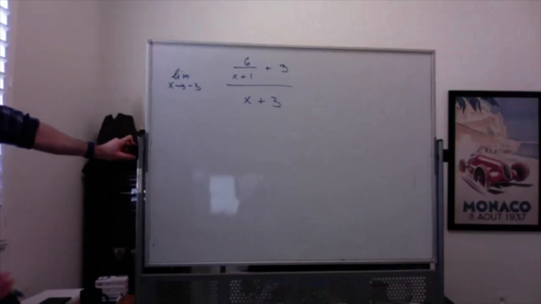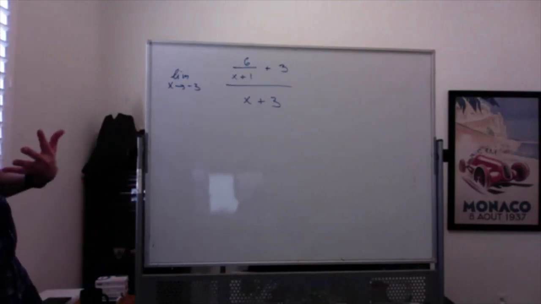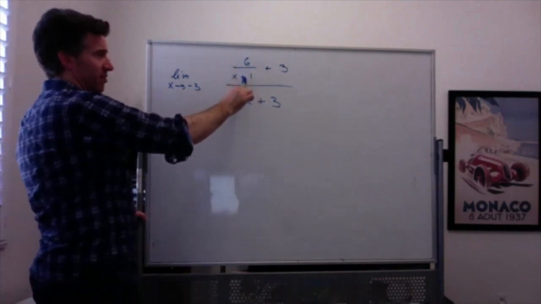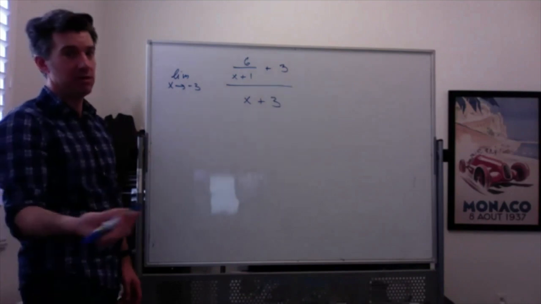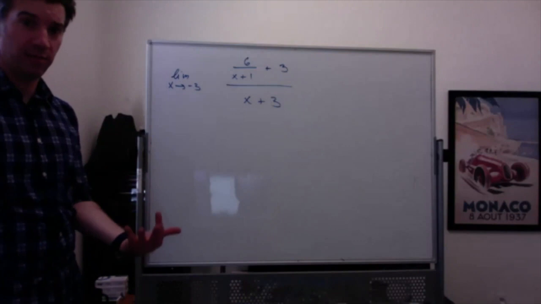So let's take a look at this problem and make sure we know what we have to do before we get going here. I plug in -3. Let's see, -3 plus 1 is -2. 6 divided by -2 is -3. Plus 3 is 0, and the bottom is definitely 0. So yes, it is a 0 over 0 type.